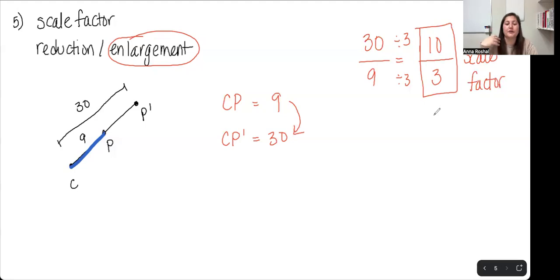Make sure that whenever you're trying to find your scale factor that you are looking for the most simplified version possible. Okay. I hope that this was super helpful, and I will see you in another video.